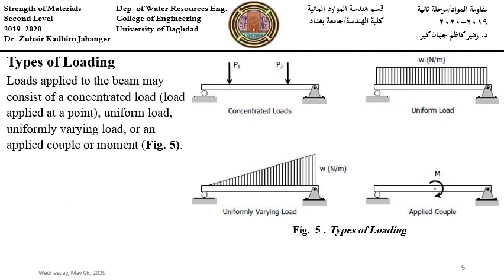And types of loading: loads applied to the beam may consist of concentrated load, uniform load, uniformly varying load, or applied couple or moment, as shown in figure 5, types of load.